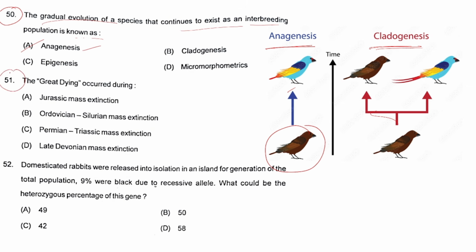Next, question number 51. The great dying occurred during... What is the great dying basically? Great dying means there was massive destruction, massive extinction of biodiversity during this period. Which mass extinction is recognized as the great dying? It is option C, that is the Permian and Triassic mass extinction.